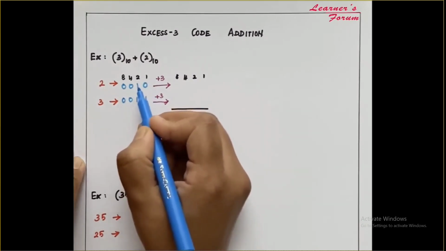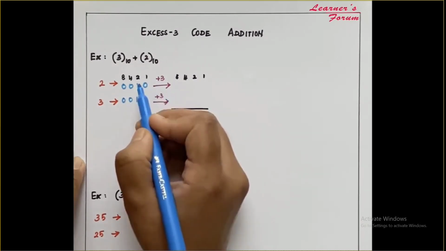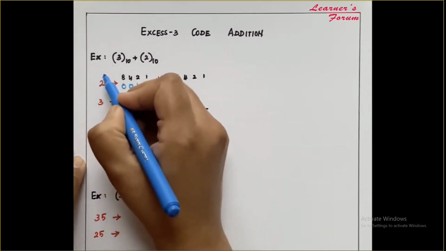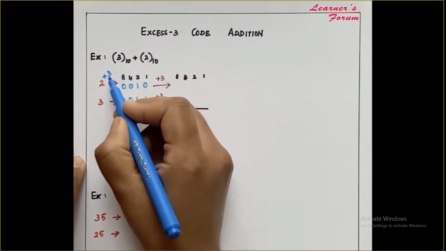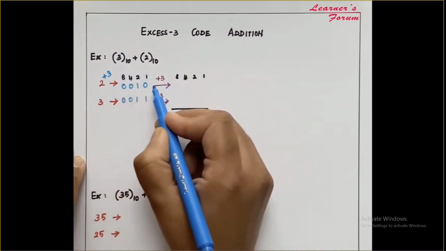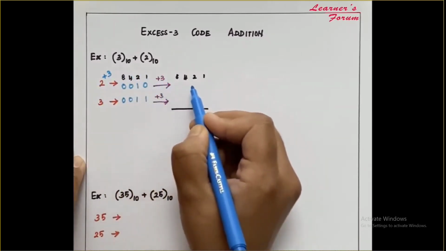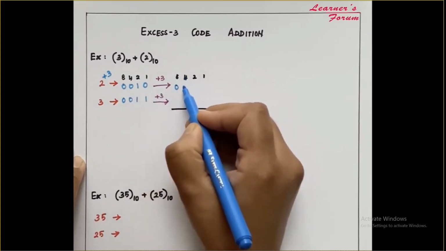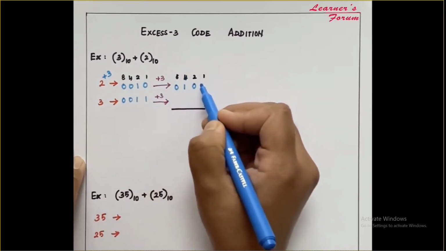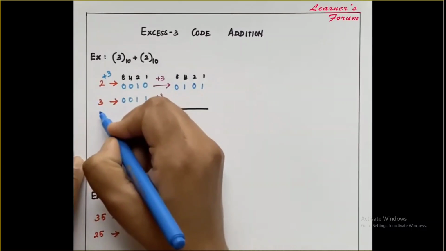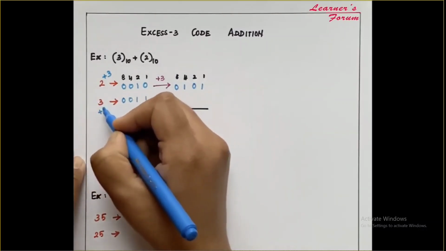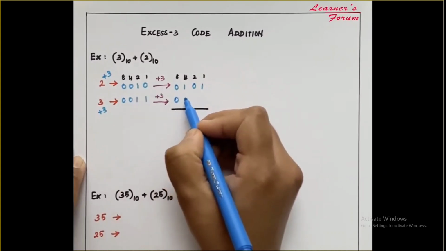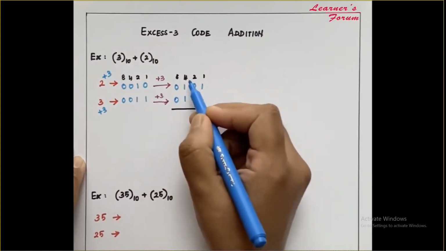Now we have to perform the excess-3 operation for the given numbers. For the given values of 2 and 3, we have to add 3 to each value. So for 2, plus 3 means 2 plus 3 is 5. So we have to express 5 using this 8421 technique. 5 is 4 plus 1, so we will get the value as 0101. And next for the other number, 3 plus 3 will be 6. The 6 value can be represented as 4 plus 2, so 0110 will be the equivalent value.